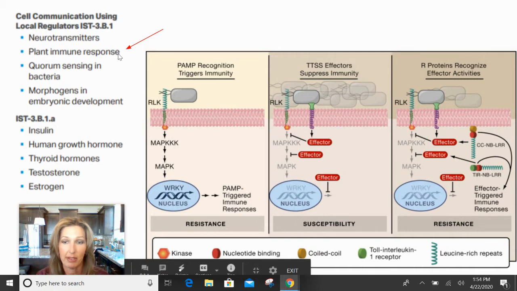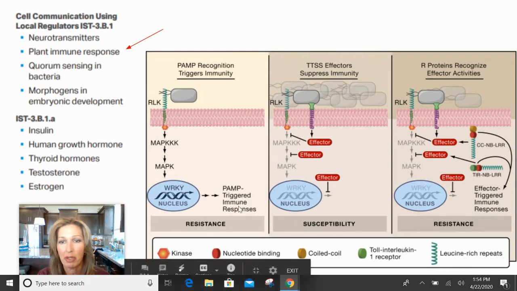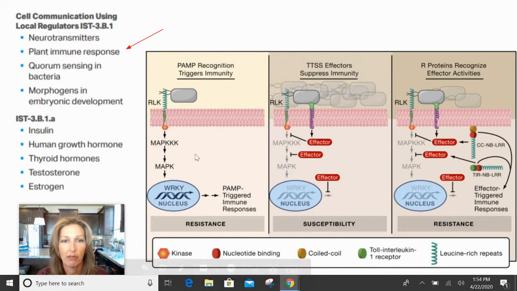Plant immune responses. We also ran out of time and we didn't get a chance to talk about plants and their immune response. But they have receptor proteins that can actually recognize pathogens. And so this is an example of this cell to cell communication where, with this recognition, it now actually triggers an immune response in order to now ward off infection from other cells.